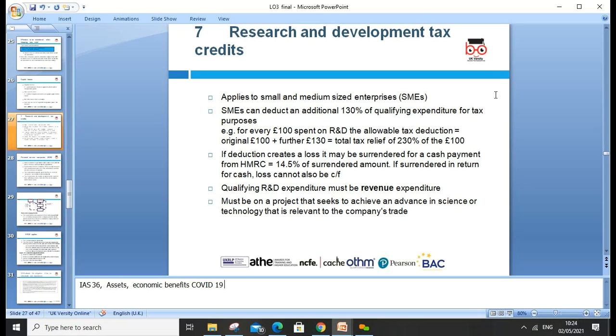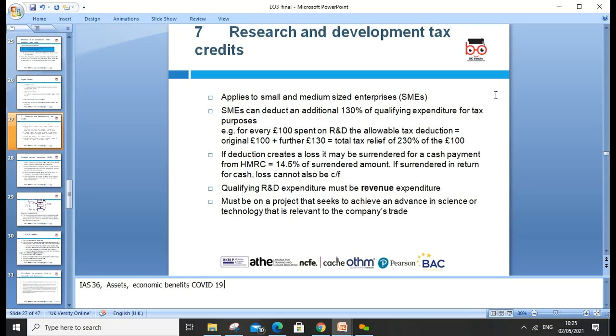So SMEs can deduct an additional 130% of qualifying expenditure for every £100 spent on research and development. The allowable taxable deduction is the original £100 plus a further 130. So the total relief is 230% of the £100. If the deduction creates a loss, it can be surrendered for a cash payment from HMRC at 14.5%. Okay, that's a further area, research and development.